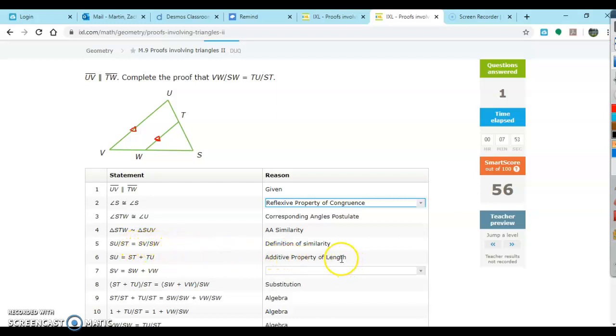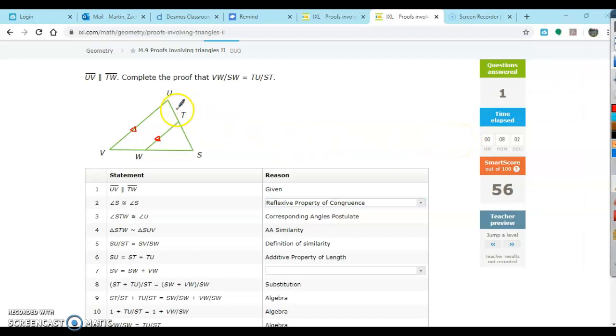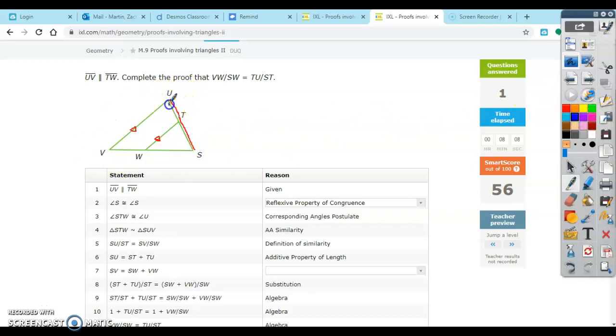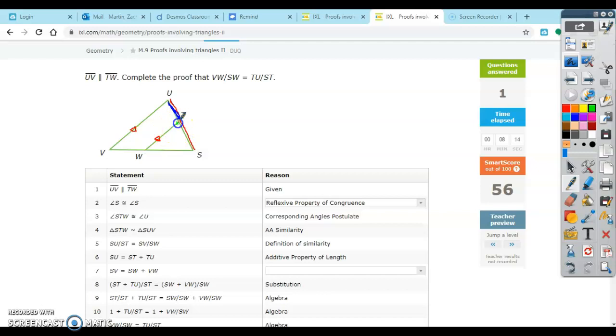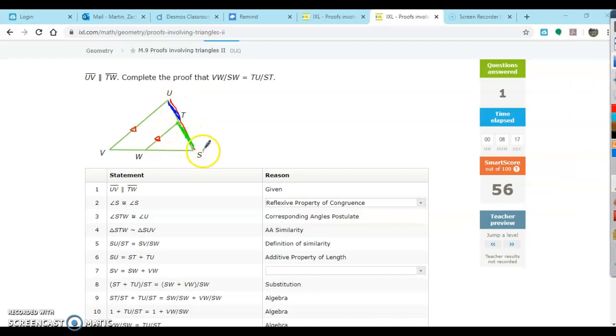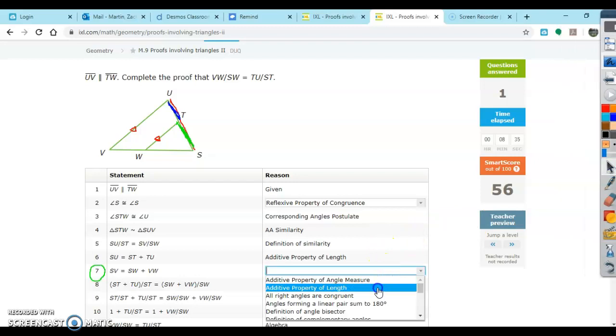And then we've got the additive property of length, where we say SU is just ST plus TU. So I'm going to mark that on here. SU, this full length right here, is really just the sum of this length here and this length here in green. So the red is really just the blue plus green. Well, that's the additive property of length. Guess what? They say the same thing in 7. They just transfer to the other side where SV, the long side, is really just SW plus VW. That's additive property of length. So we're just going to go with additive property of length.